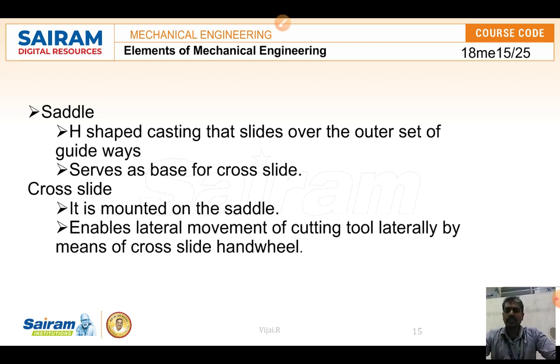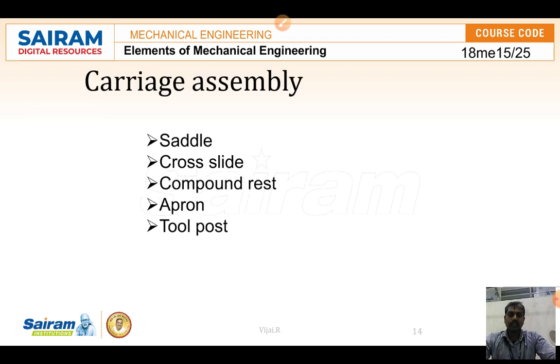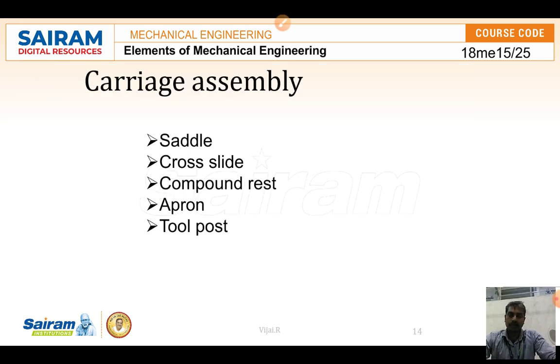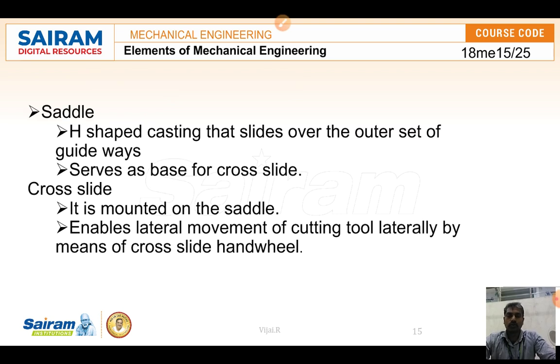The cross slide is present mainly on the carriage, and here it is mounted on the saddle. It gives lateral movement of the cutting tool by means of a cross slide hand wheel. So here we can see in this picture the carriage hand wheel, which is a bigger hand wheel, which moves the entire carriage in this direction, in a horizontal direction. At the same time, the cross slide hand wheel is used for moving the cutting tool laterally.